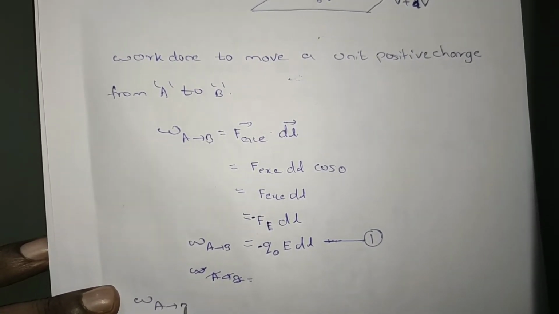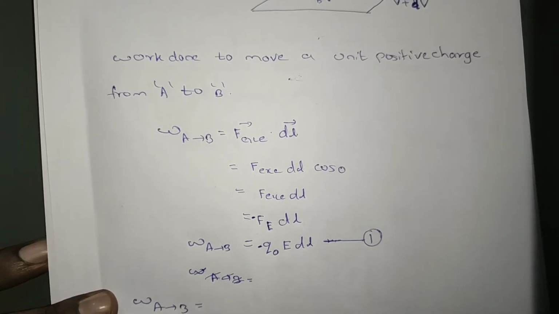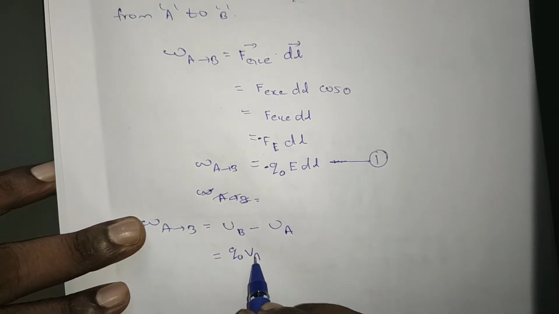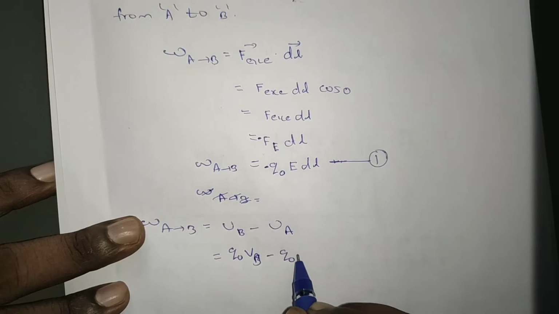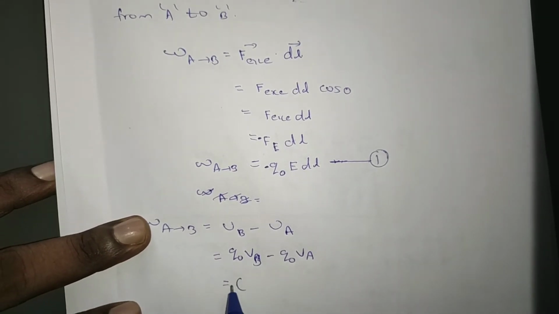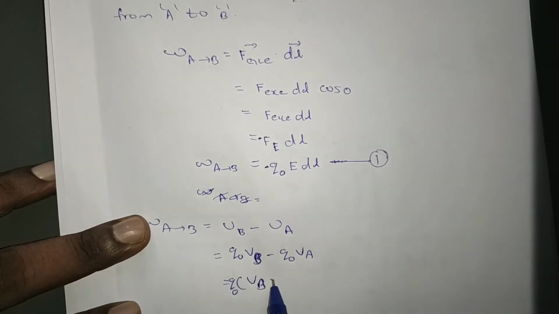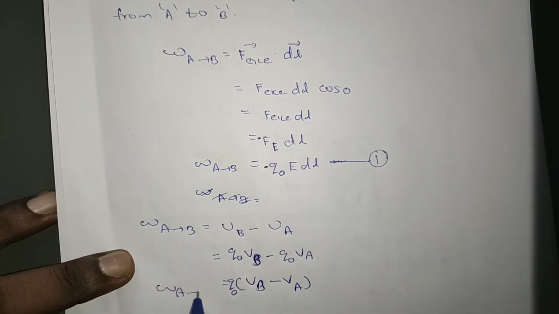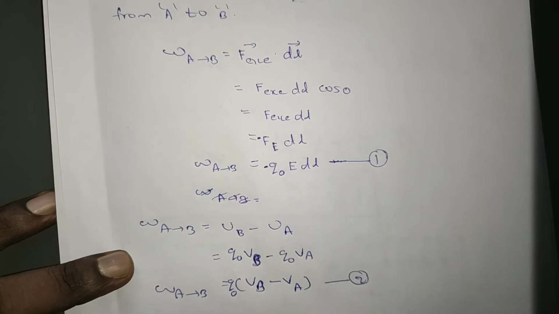Then, another formula for work done: the work done to move a charge in an electric field is equal to the potential energy at the final position, that is B, minus the potential energy at the initial position. Based on the charge we are bringing, this equation becomes Q0 into VB minus Q0 into VA. Here I am taking Q0 outside, so VB minus VA will come. So this is the work done, another formula. I will take this as equation 2.